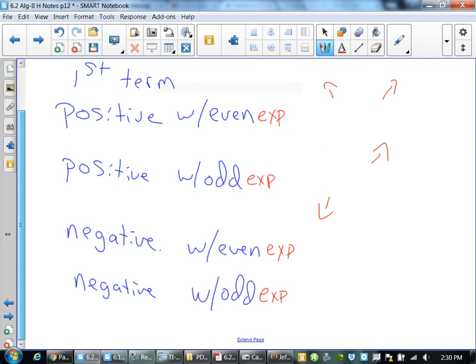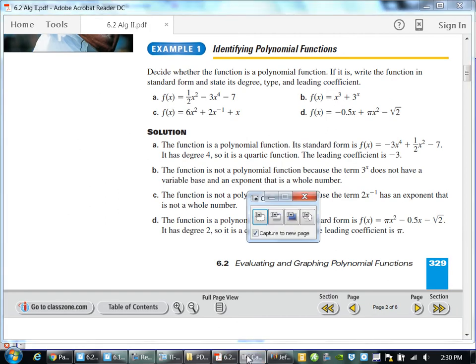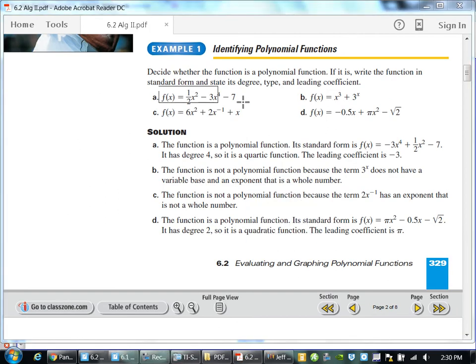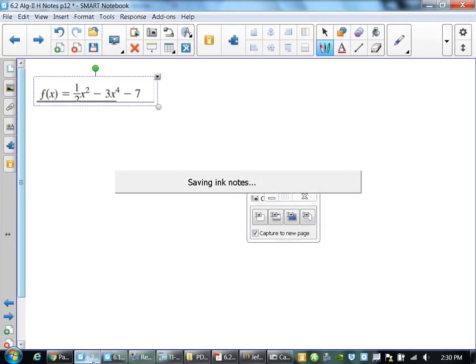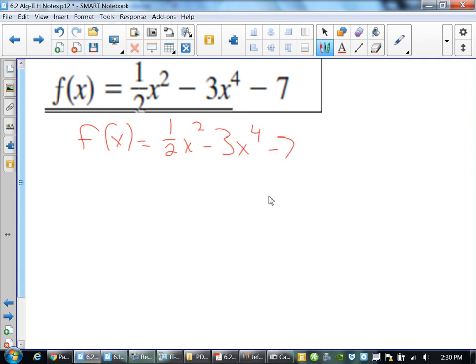We keep talking about the first term. If I look at this, f of x is 1/2 x squared minus 3x to the 4th minus 7. First thing I'm going to ask you, Shimpi, is it written in descending order? No. How can I rewrite that in descending order?